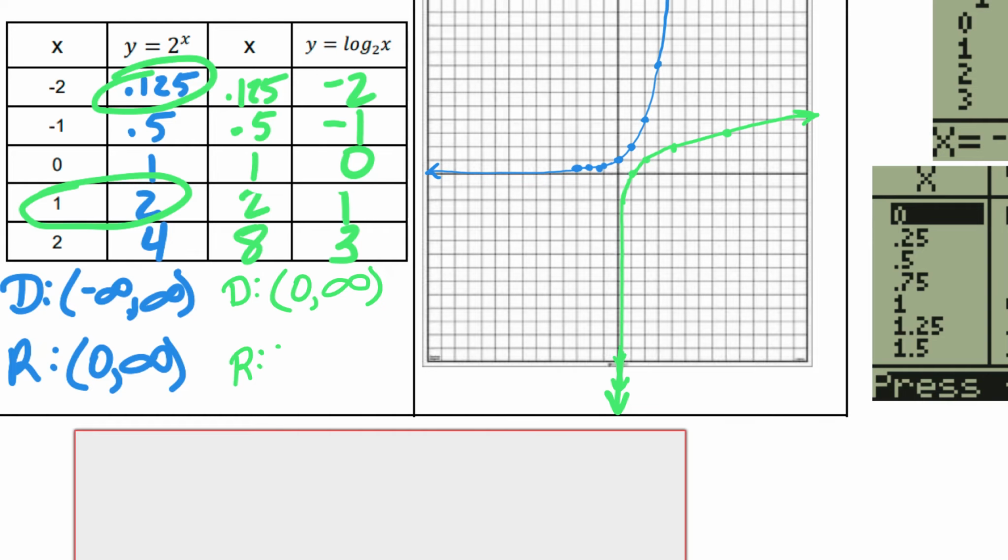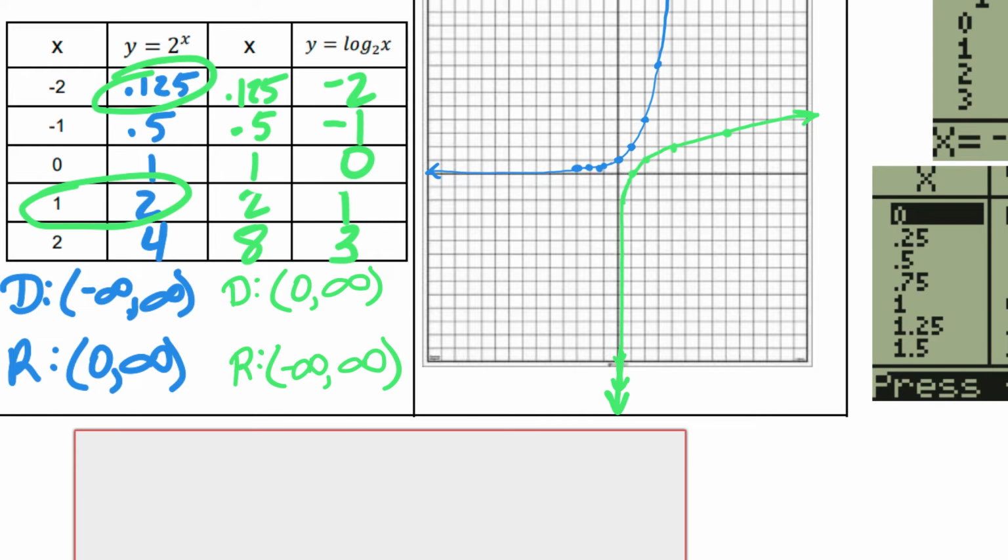And then the range of these values. Well, I can see it's going forever down, so that would be negative infinity. And I can also see that it's going forever up, which is positive infinity. Now let's stop and take a look and see what we think about our domain and range. Now take a peek over there at the exponential domain and range.